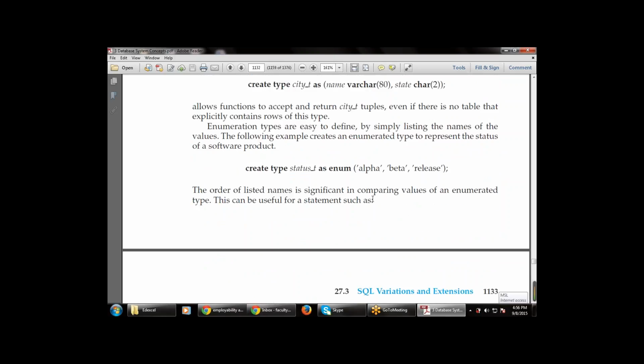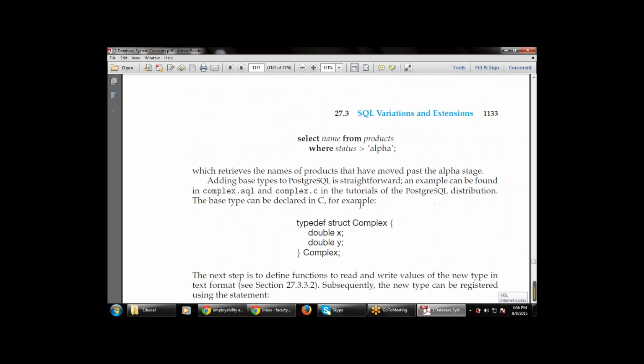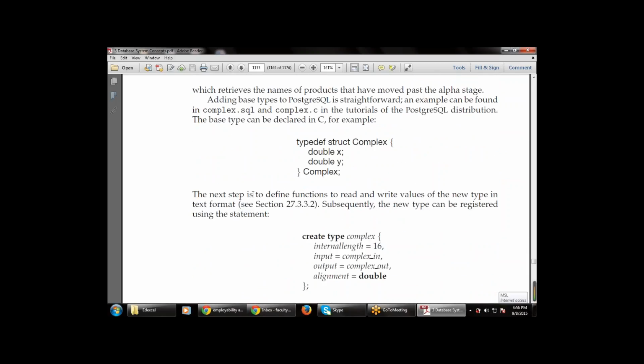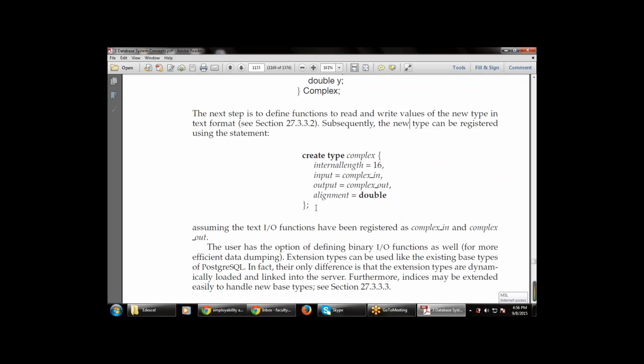This is status_t as an enum: alpha, beta, and release. So alpha contains the 0 value, beta contains the 1 value, and release contains the 2 value. So this is 0, 1, and 2. And the next step is to define the function to read and write values of the new type in the text format.